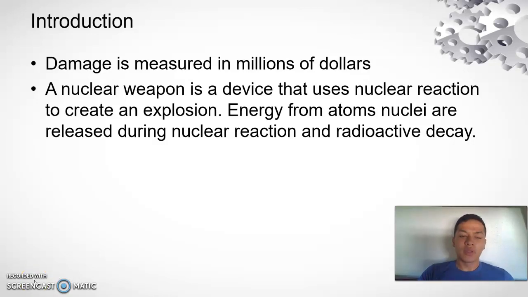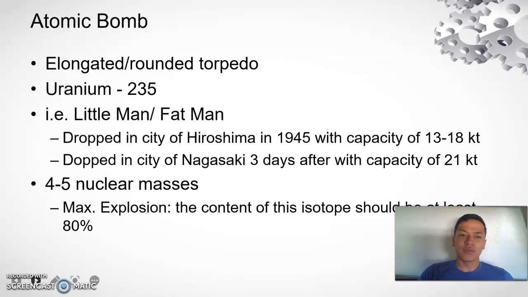We'll be looking at two different types of nuclear weapons, the first one being the atomic bomb, which takes the shape of an elongated or rounded torpedo, so you get an idea of what it looks like. But the isotope that makes it go boom is uranium-235. Two prime examples of this type of bomb are Little Man and Fat Man. Each one was dropped on two Japanese cities by the United States: Little Man on Hiroshima and Fat Man on Nagasaki.